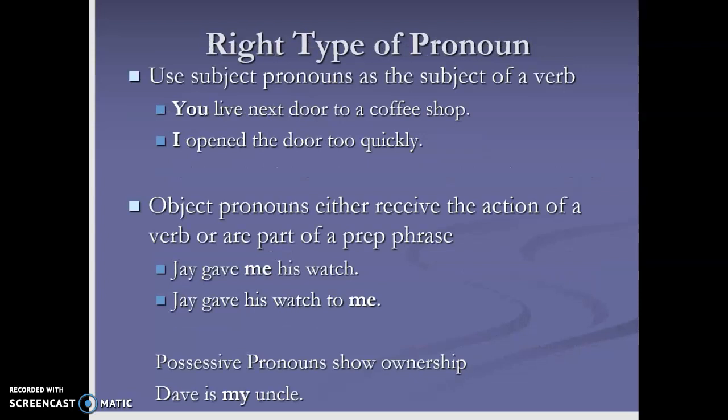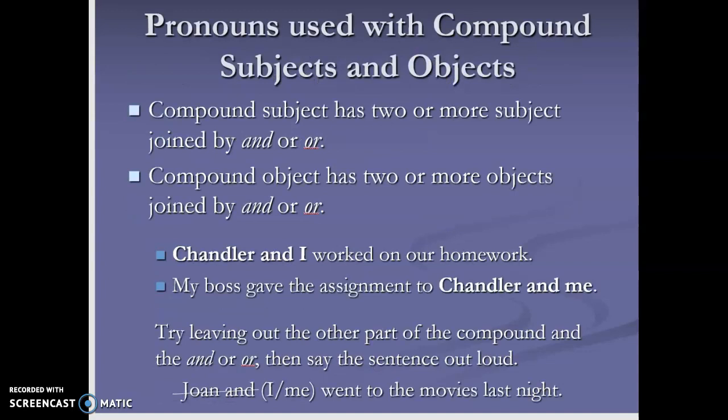Okay. We pick from our subject pronoun chart when it's the subject. We pick the object pronoun when it receives the action of a verb or a prep phrase, and then possessive pronouns show ownership. Okay. So when we have compound subjects and compound objects, okay, there's a rule you just have to know. If the subject is joined by and, it's plural.